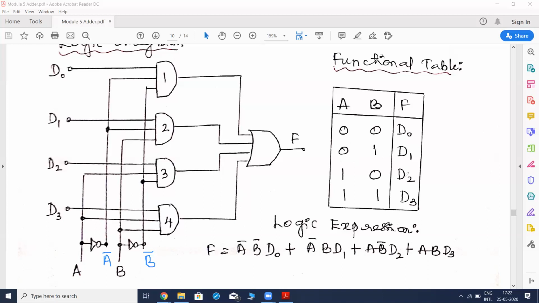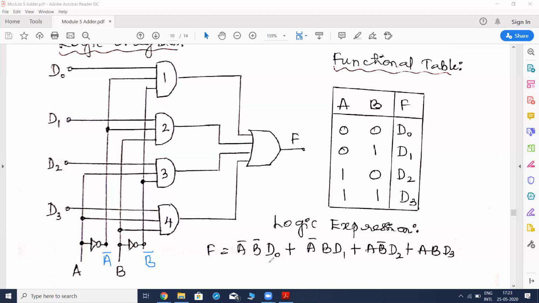Next, for the line D2, 1, 0 is to be connected. 1, 0 means from A we need to take directly. Because A is 1 and B is 0, you must take it from B complement. So we are getting D2. And what about D3? It is 1, 1, so you take from A as well as from B. This is how we finish the logic diagram.